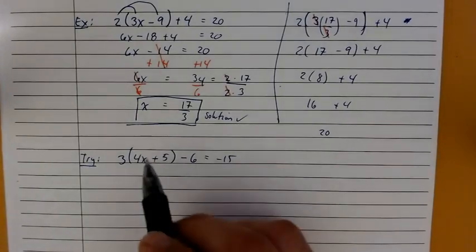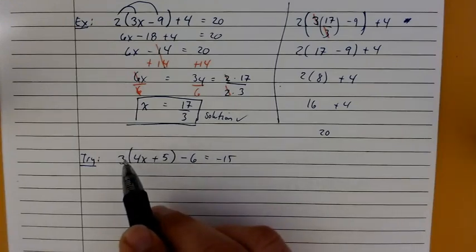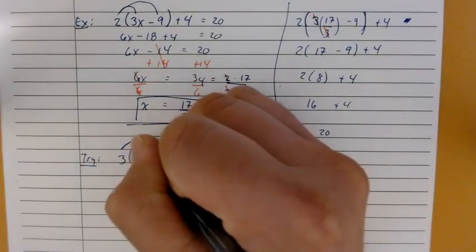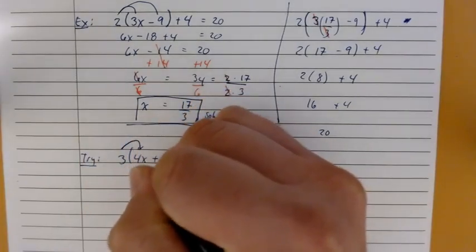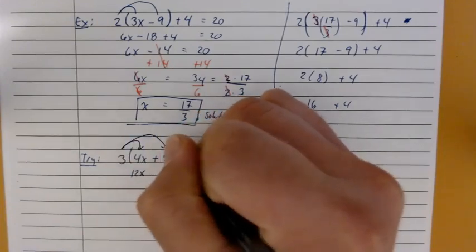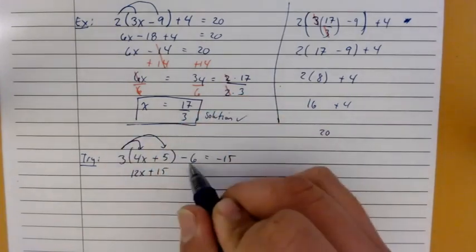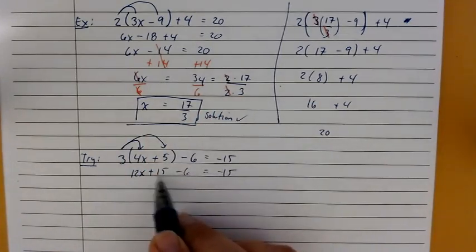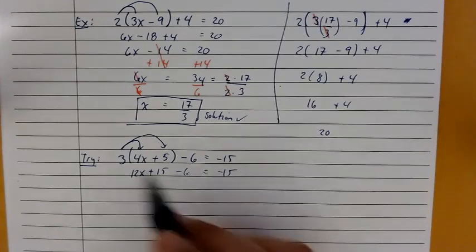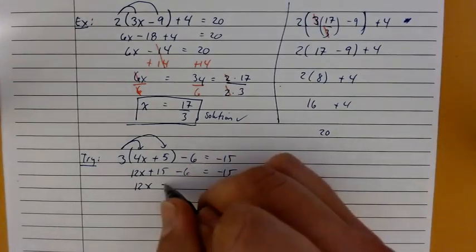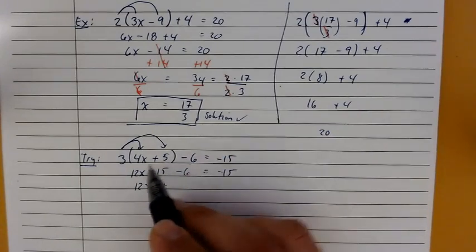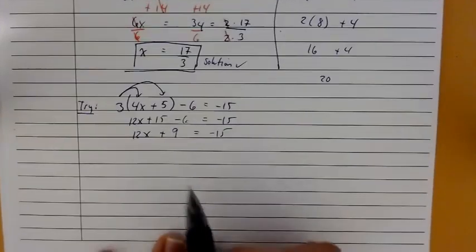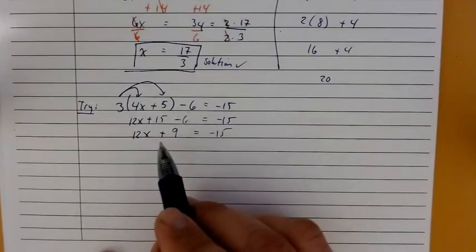All right, so let's take a look. Before we start solving, let's simplify. Here we have distribution and then combining of like terms. So 3 times 4x would give us 12x. And then 3 times 5 would give us 15. But now, combining your like terms, 15 minus 6, that'll give us 9. And keep the sign of the number with the greatest absolute value, so that's going to stay positive 9. Okay. Now, we've simplified. Now we start solving.